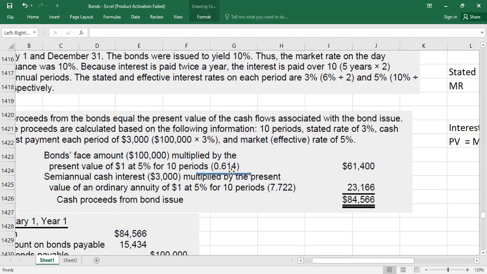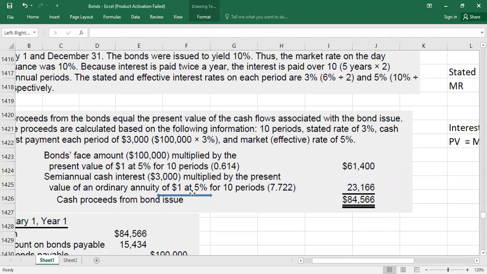Okay, so this value you will multiply here. 0.614. So you will get 100,000, which is the face, times this present value factor, you will get 61,400. The same way, you also need to calculate the present value of interest. Interest is 3,000 for each 6 months, multiplied by the present value of an ordinary annuity of $1 at 5%.